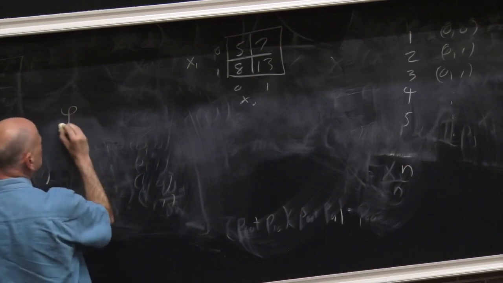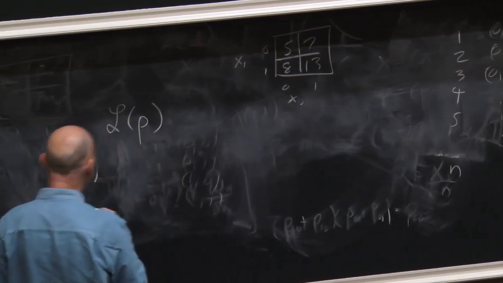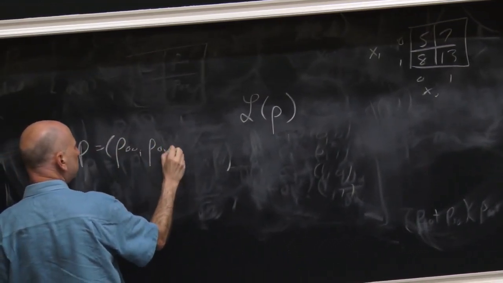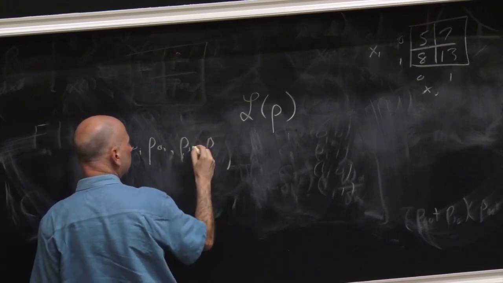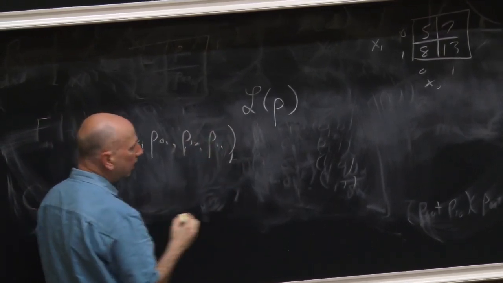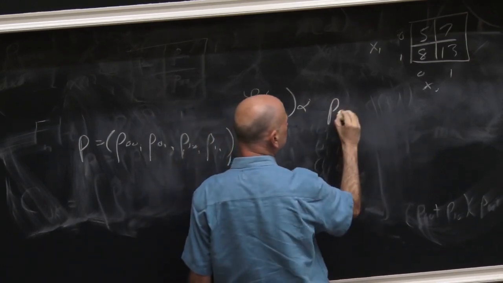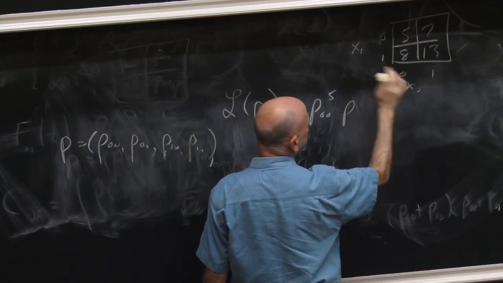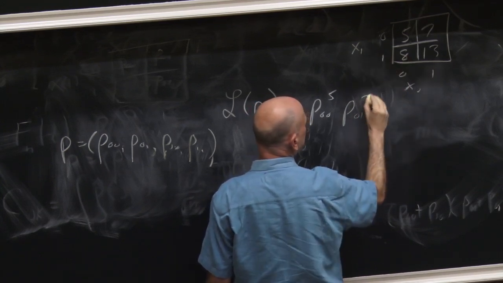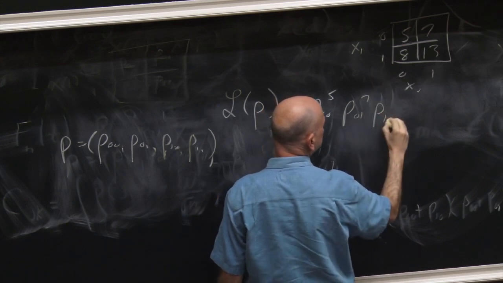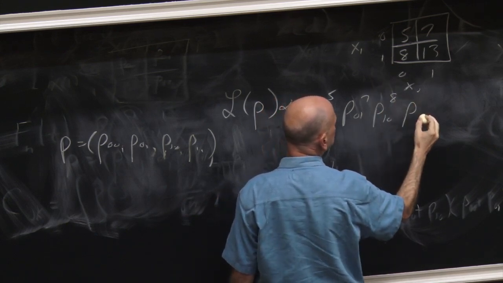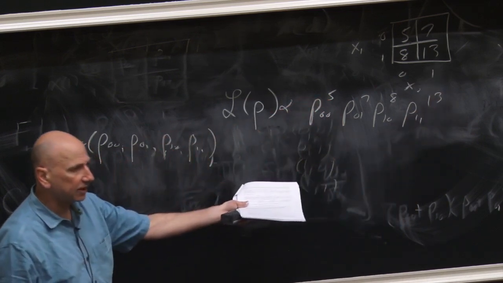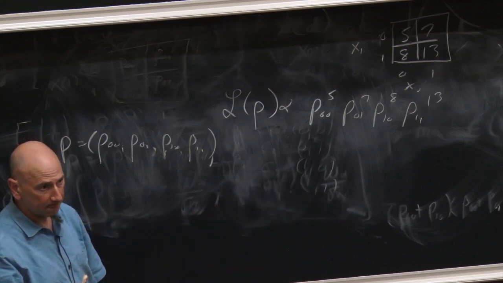What would the likelihood function be for p? Remember, p is a vector. I'll write it like this: p0,0, p0,1, p1,0, p1,1. Well, it's just p0,0 to the 5, p0,1 to the 7, p1,0 to the 8, and p1,1 to the 13. That's just the usual multinomial likelihood with 4 variables.